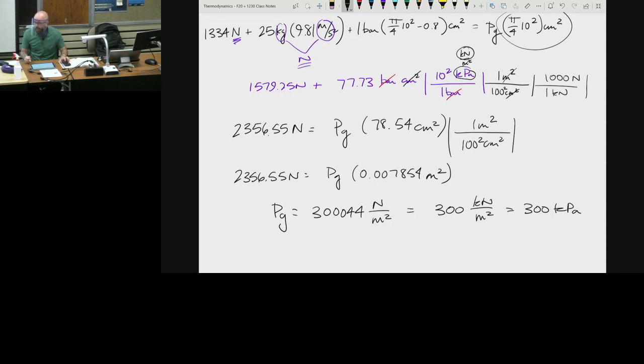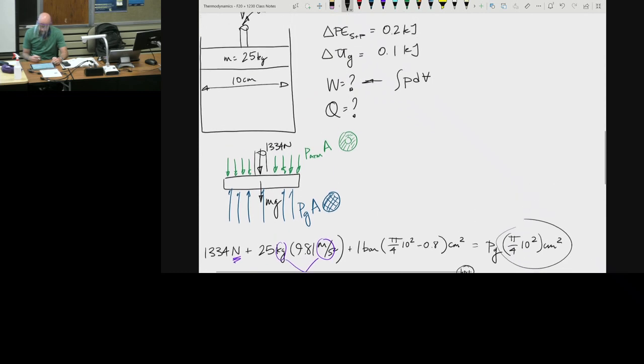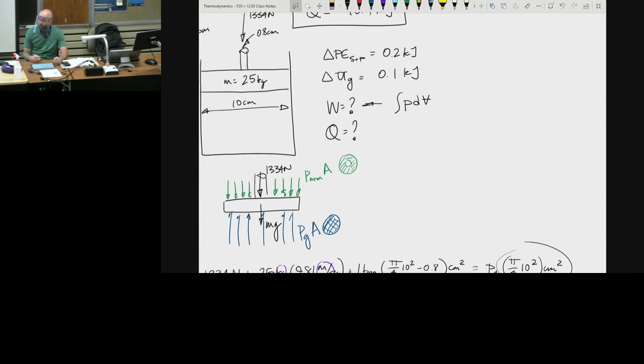So now I know the pressure. I know the pressure inside of that. What is going to be the volume change? How do I find the volume change here? It didn't give me anything about volume. What do I do?